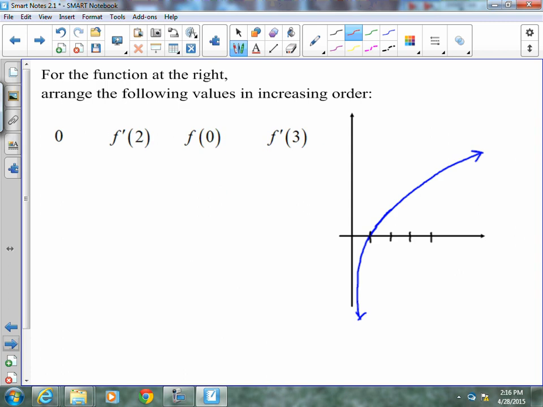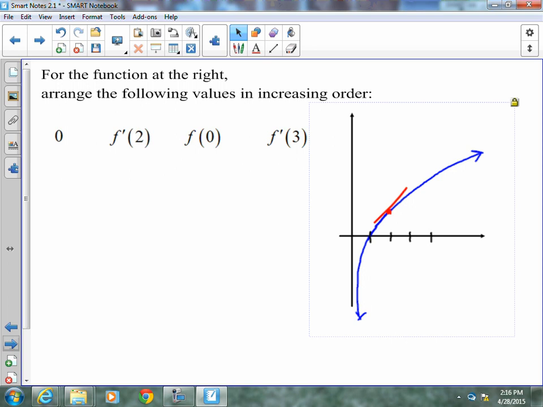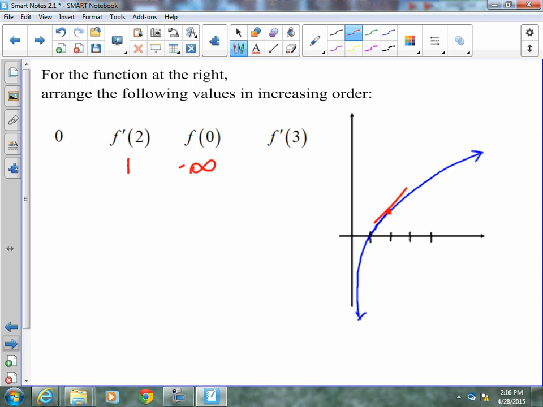So for the function at the right, let's arrange the following in increasing order. F prime of 2 is the slope at 2, and I didn't do a very good job on that, but the slope at 2 means the slope of the line. It's a positive value. F of 0 is negative infinity. We know this one's positive. This is just 0. F prime of 3 is the slope at 3, which also is a positive number, but it's a small positive. And they want these listed in increasing order.